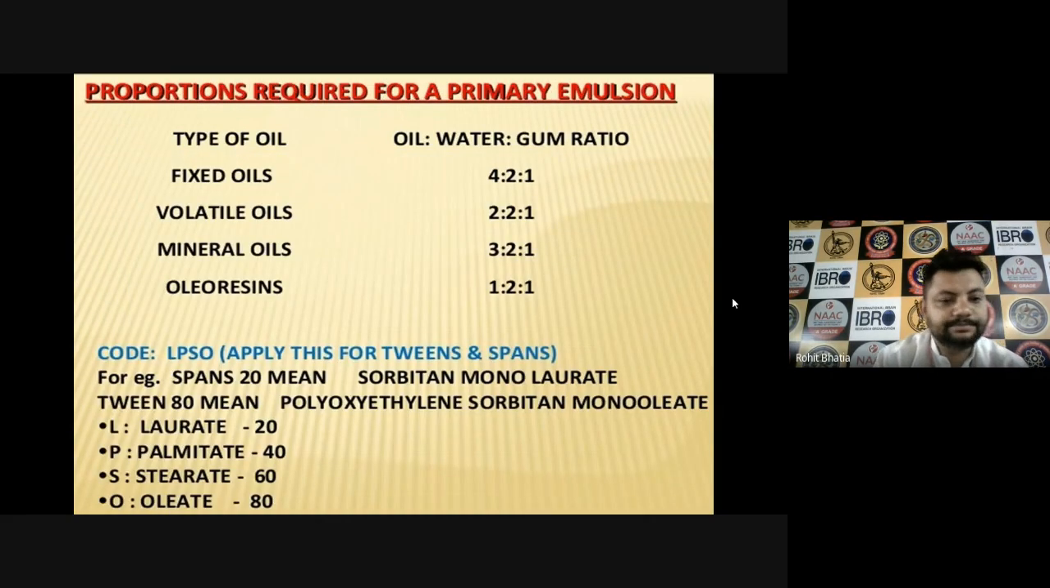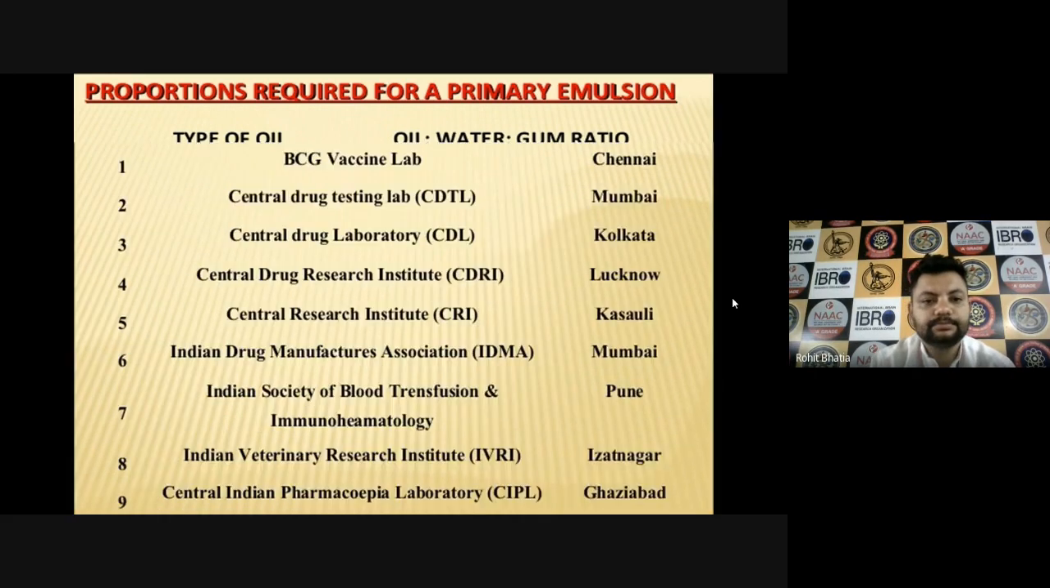So these are some emulsion requirements. What should be the ratio of oil to water to gum? What should be the ratio of these Spans, Sorbitols, Tween 20, Tween 80, etc.? These should be known to you.